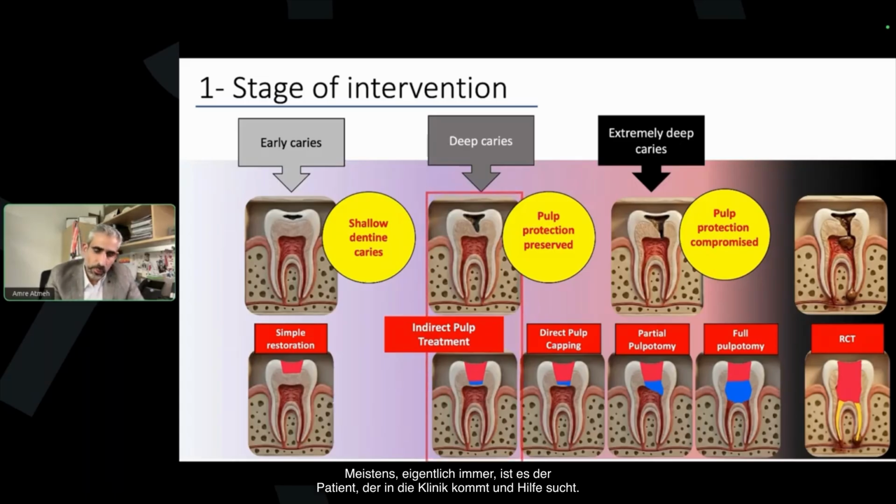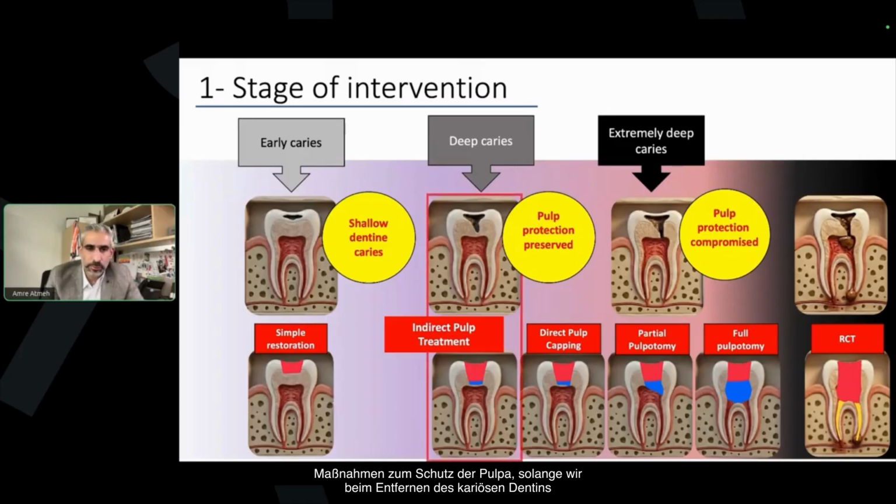I know that when it comes to caries management, it's not up to us to decide when we should intervene. Most of the time, actually all the time, the patient is the one who comes to the clinic seeking help. So a patient coming at an early stage is different from a patient coming at a very late stage with a badly huge carious lesion that requires invasive intervention, such as root canal treatment, if not extraction, if the tooth is restorable. That's why the stage of our intervention defines how much protection we can provide to the pulp.